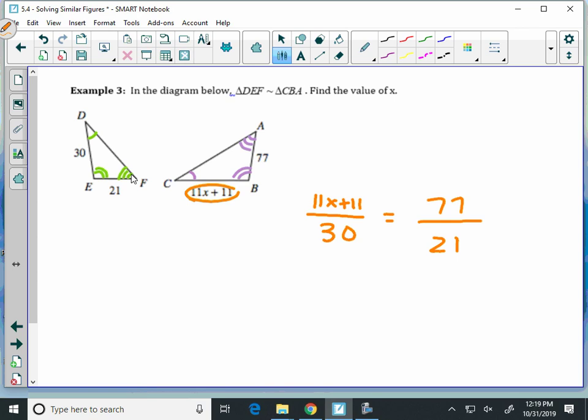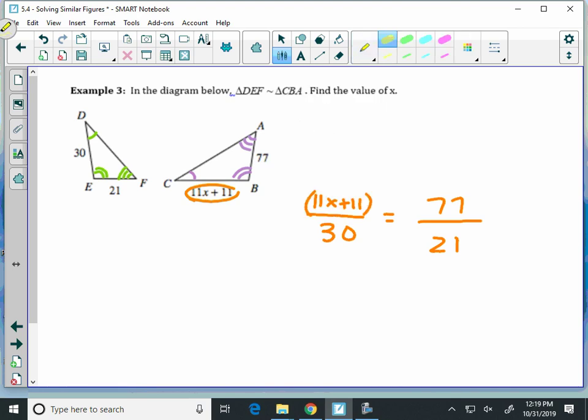It's not about where they're at. Notice how 11x plus 11 and 21 are both on the bottom, but they don't match up. These triangles have been flipped around. So that's why you have to mark your angles. Your angles are going to tell you which sides match up. And then when we have an expression, remember, put parentheses around it, so when you cross multiply, you multiply correctly.